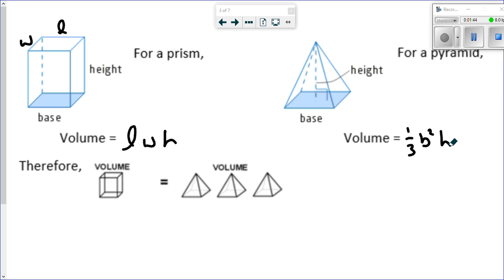And what it turns out is that one of these little pyramid thingies, it takes 3 of those little pyramid thingies to fill up an equal size, so same base, same height, of these here prisms. I don't know why, that's just the way it works out. Makes for easy formula making.